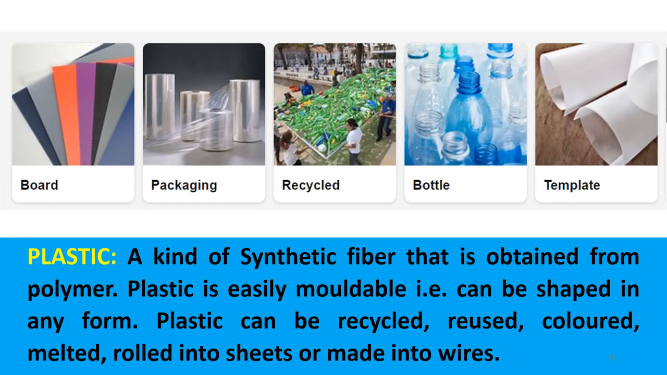The next keyword is plastic. A kind of synthetic material that is obtained from polymer. Plastic is easily moldable, that is, it can be shaped in any form. Plastic can be recycled, reused, colored, melted, rolled into sheets, or made into wires.